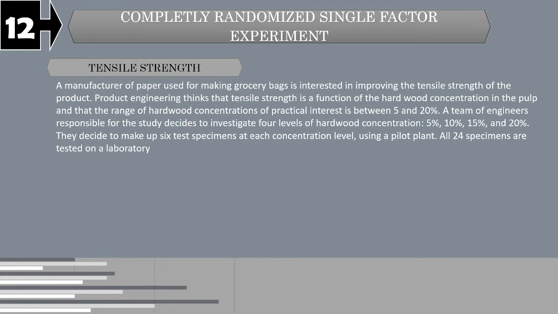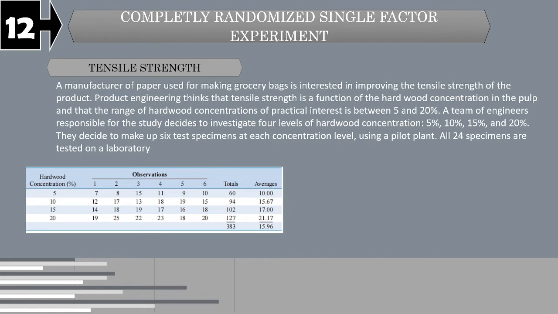Ngayon, gumamit tayo ng table para mas ma-identify natin ang mga data na ating magagamit. At yung data na magagamit sa pag-test ng apat na specimens na ito, which are this. At ang total ng bawat observation ng isang specimens are itong mga ito, 60, 94, 102, and 127. At ang average nila is 10, 15, 17, and 21.17. At pwede din itong data na ito, pwede din gawing black box para mas madaling maintindihan.